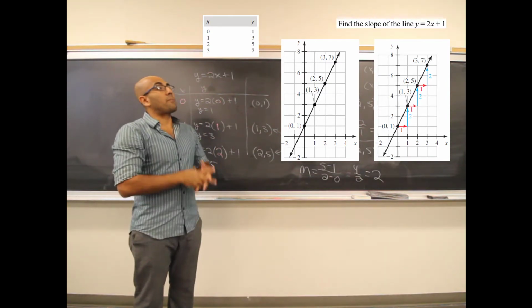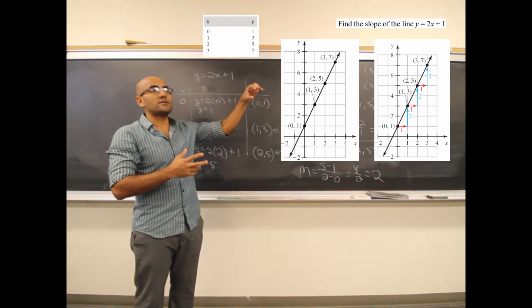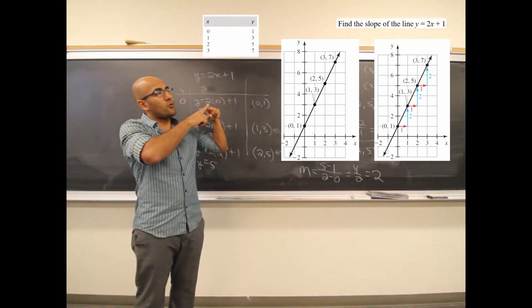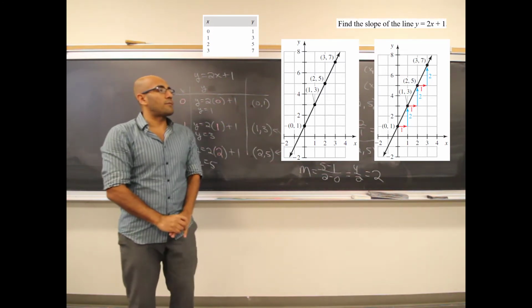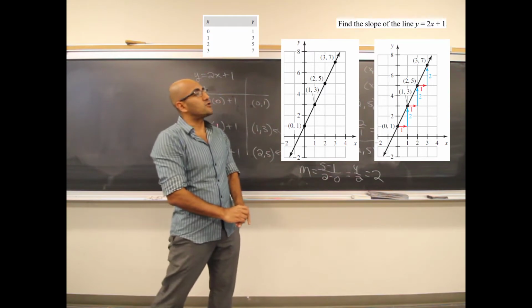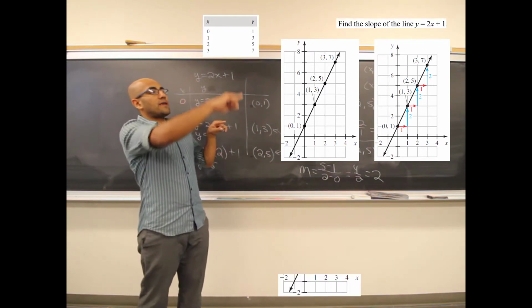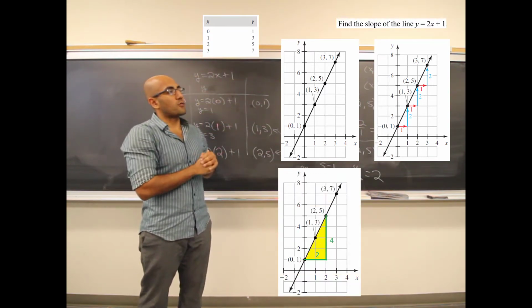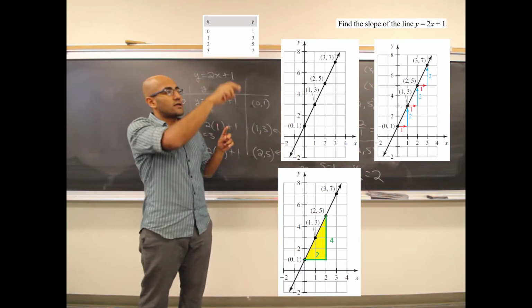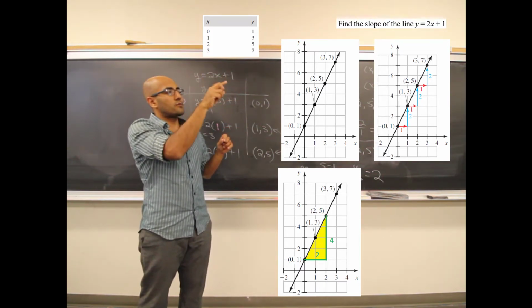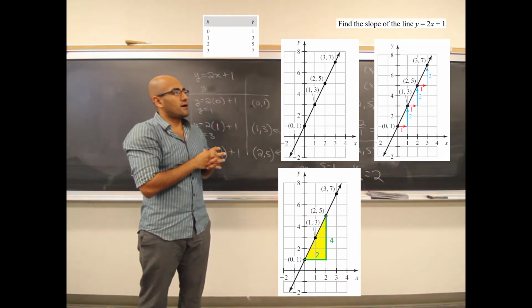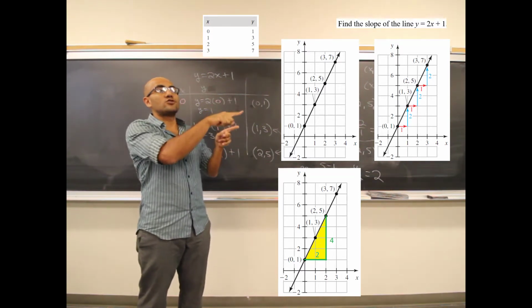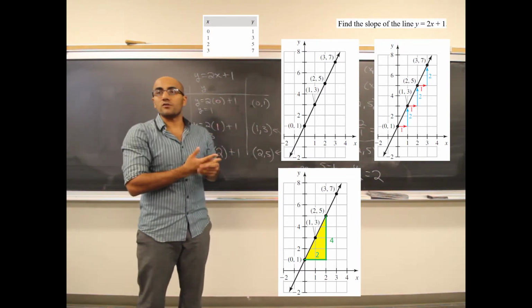You can also think of a bigger square. It doesn't have to be 2 points right next to each other. For example, if we looked at the points (0, 1) and (2, 5), and we think about that larger triangle that's formed underneath there, we can still count squares: 1, 2, 3, 4 squares divided by 2. So 4 over 2 is still 2.